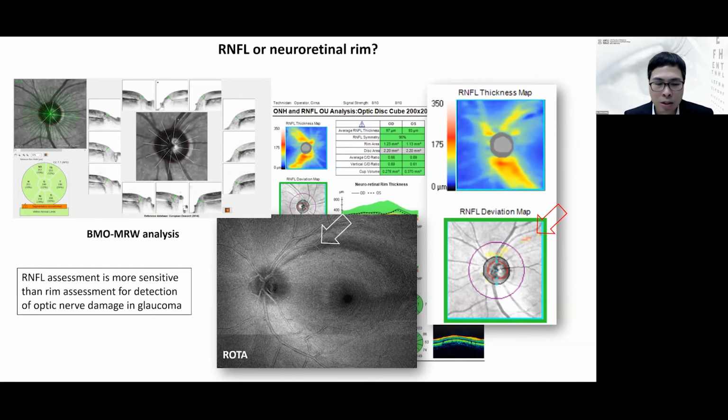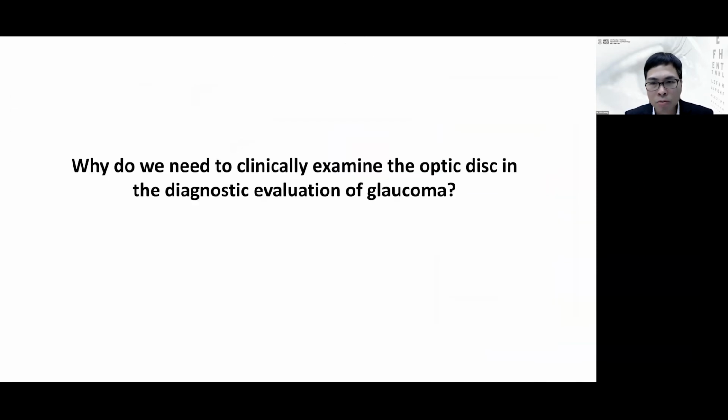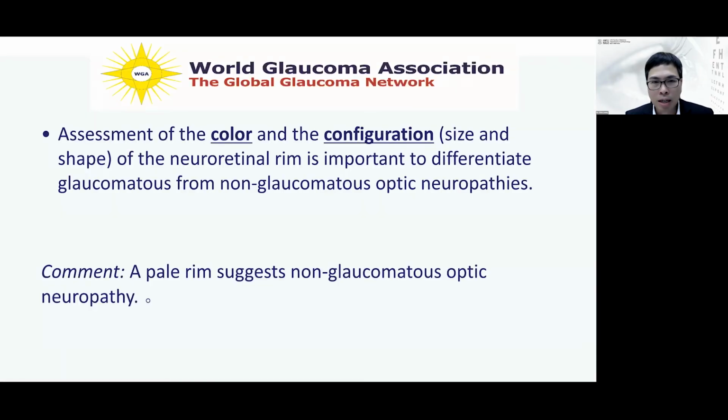But we still need to rely on the neuroretinal rim, and we need to evaluate the optic disc clinically in the diagnostic evaluation of glaucoma. It is important because we need to exclude other causes of optic neuropathies. All forms of optic neuropathies would have thinning of the retinal nerve fiber layer. All forms of optic neuropathies would have loss of retinal ganglion cells. Glaucoma is characterized by not just loss of the retinal nerve fiber layer, but also loss of the neuroretinal rim. So that's why examination of the rim is important.